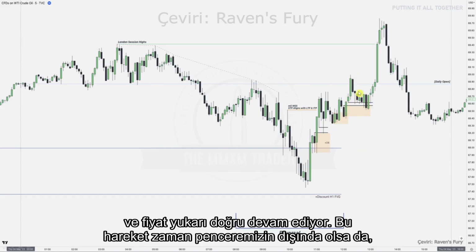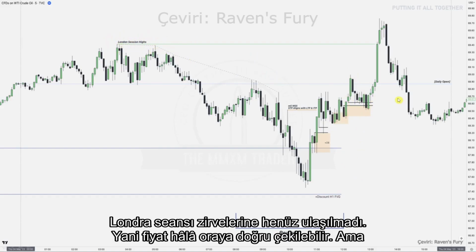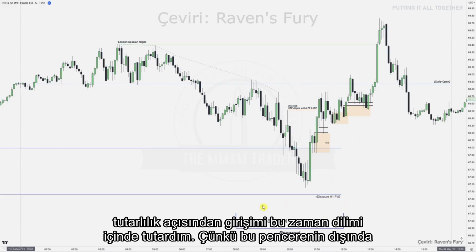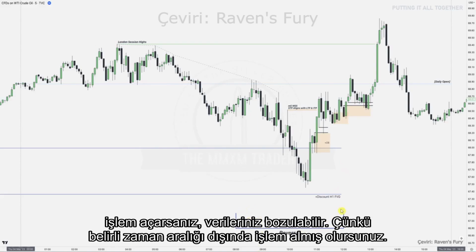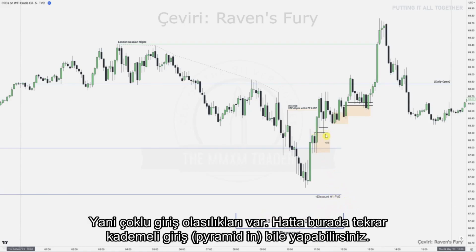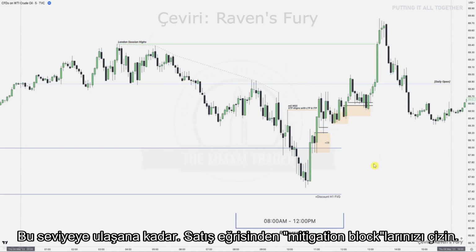This is outside of our time window, but we still have not met these London session highs, so we can still draw into these London session highs. But I would keep my entry inside this time frame for consistency reasons, right? Because if you take entries outside of this time frame, right, your data may be skewed because you're taking entries outside a specific time window. So multiple entry possibilities. You could even pyramid in over here again until we reach that level.